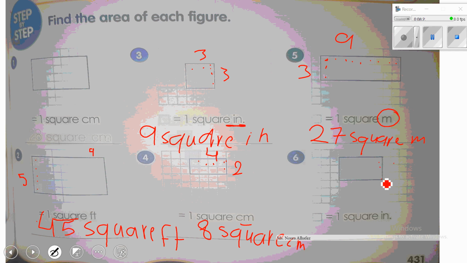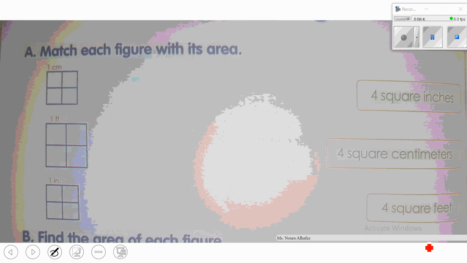Now what about this rectangle? 1, 2, 3. And here is 1, 2, 3, 4, 5. 3 times 5. Perfect, 15. And what about the unit? It's inch, so it's a square inch. Yes. Let's go to the next.